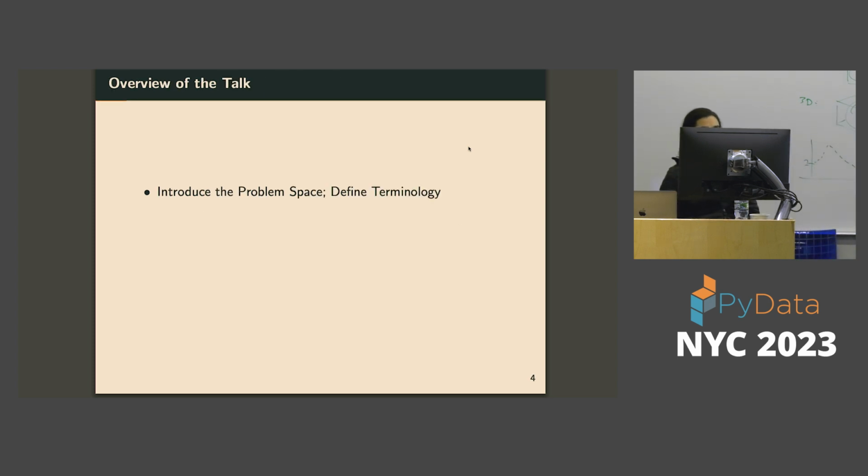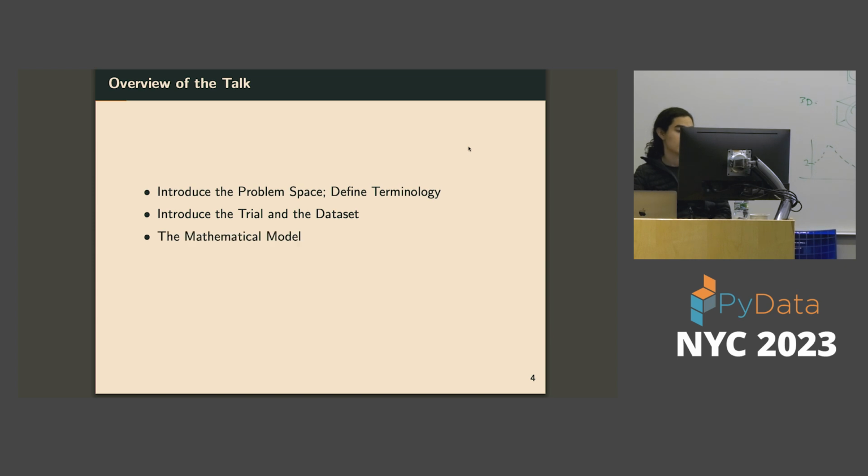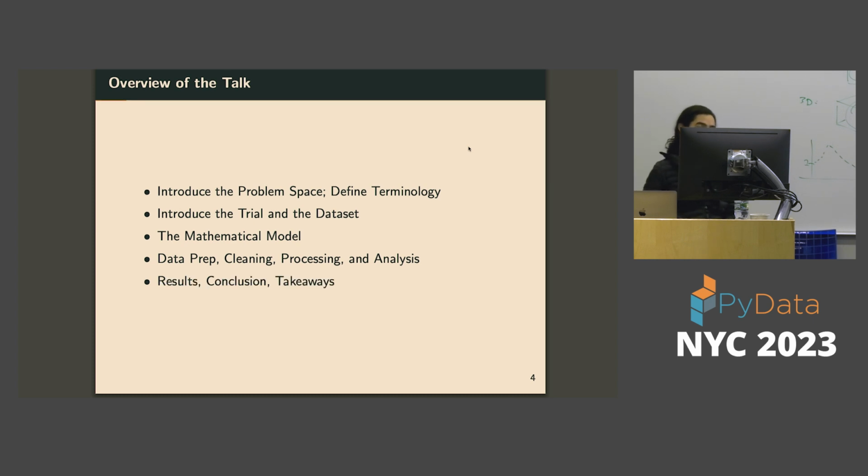The outline for my talk is first we'll go through the problem space and define some terminology that is going to be helpful along the way. Then we'll go through the trial and the data set. We'll construct a mathematical model that is going to help us. Then we'll go through data prep, cleaning, processing, and analysis. And finally, we'll look at the results, conclusion, and some takeaways.